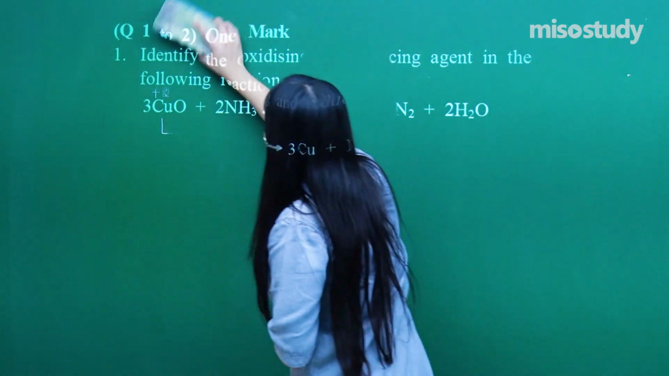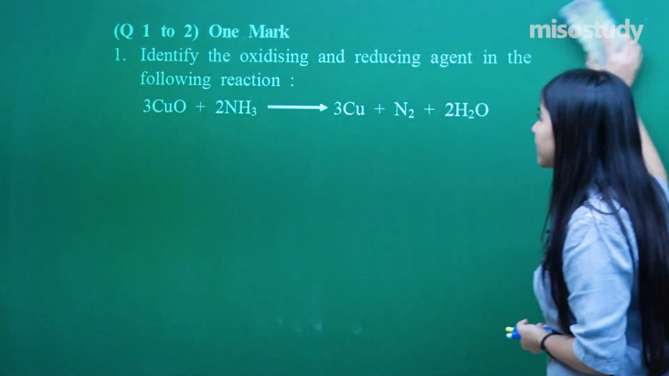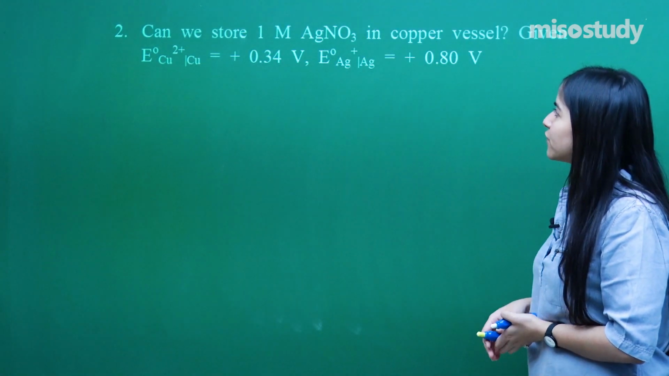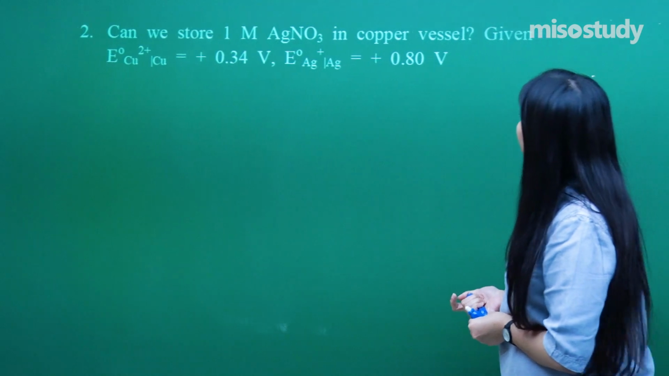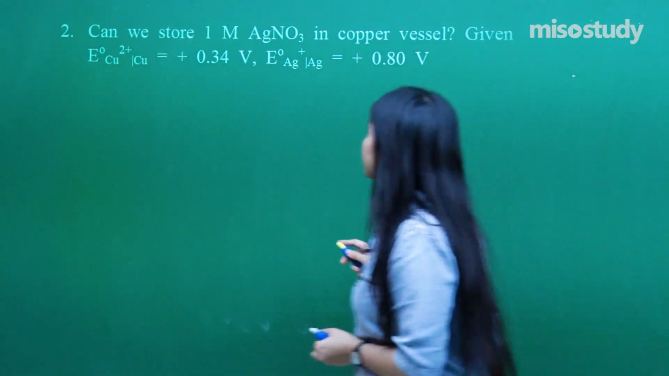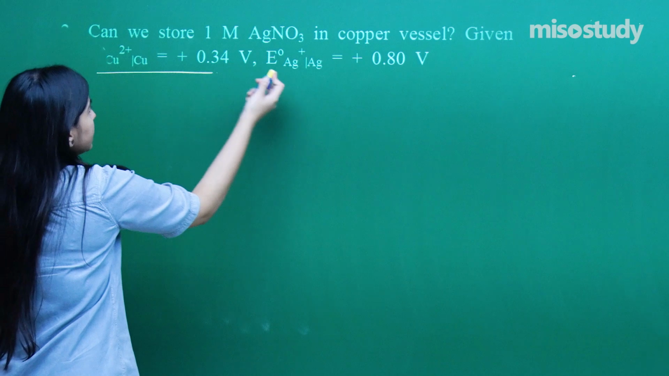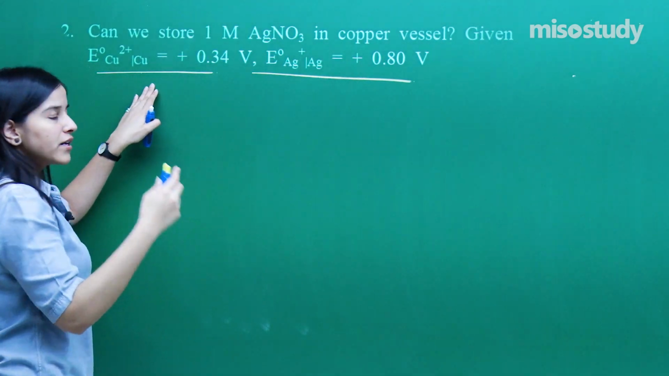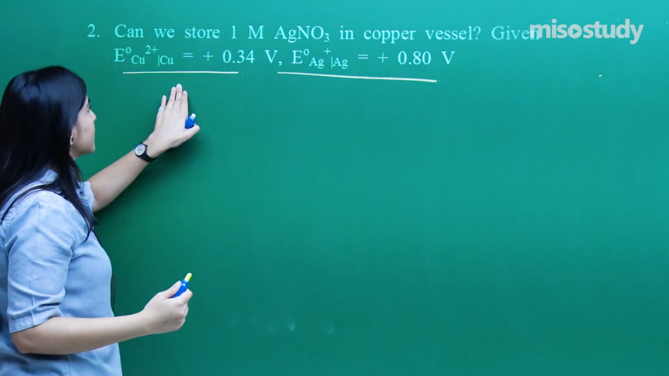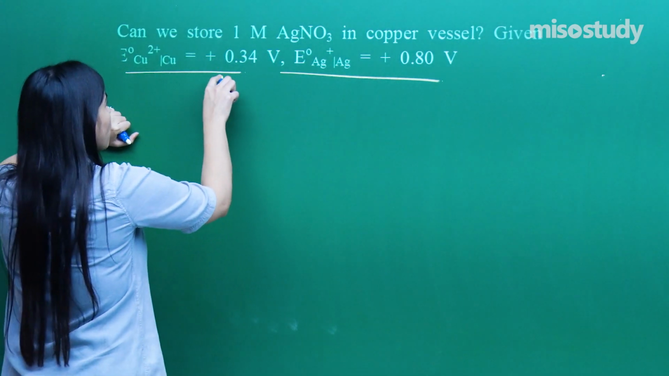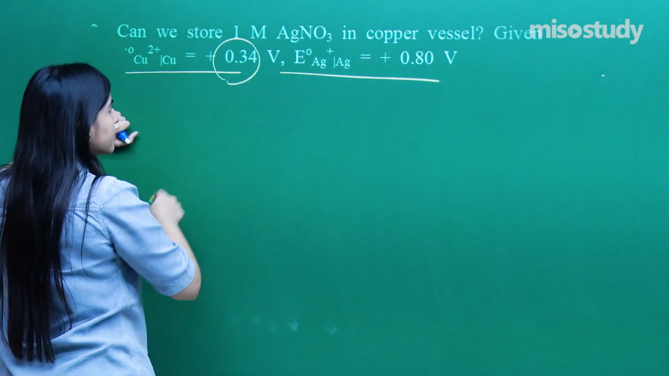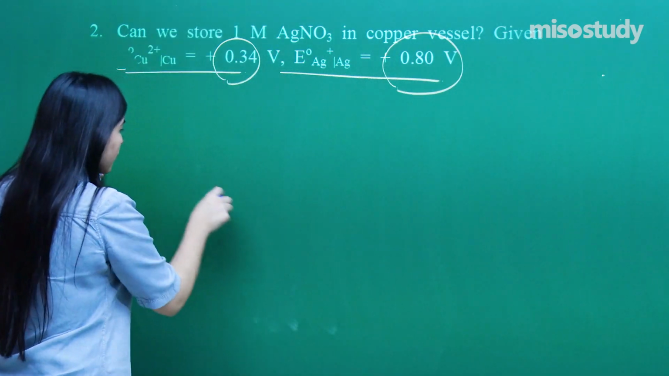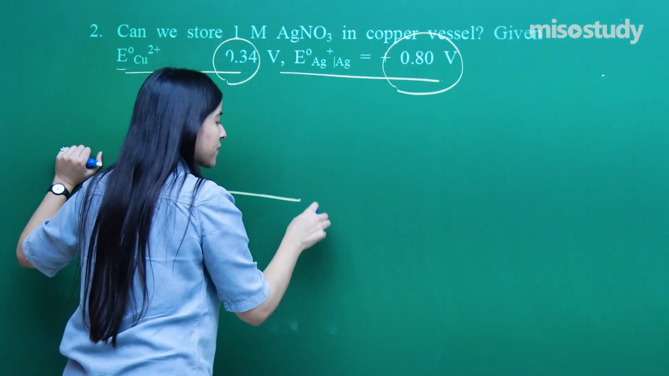So whenever you have to find the oxidizing and reducing agents, you need to find the oxidation states. Next one: can we store 1 molar AgNO3 in a copper vessel? What is given here? The reduction potential values, the E0 values, have been given. We know, according to the electrochemical series, that it goes by the E0 potential.